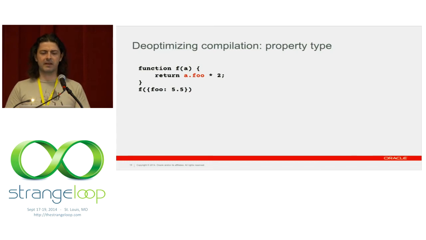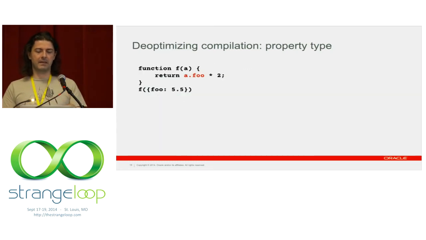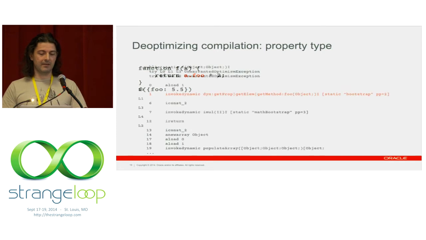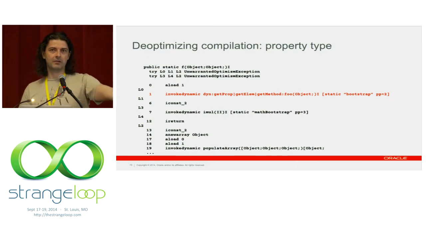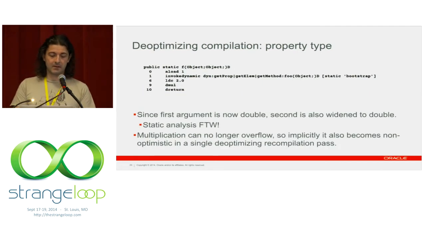We have similar deoptimizing compilation for property types. If you're retrieving a property foo from a, for instance here, we'll again have an assumption that it's an int, and we generate a dynamic invoker which invokes the property, and the return value it tries to treat as an int, and if it's not, it will throw an exception to regenerate the code.